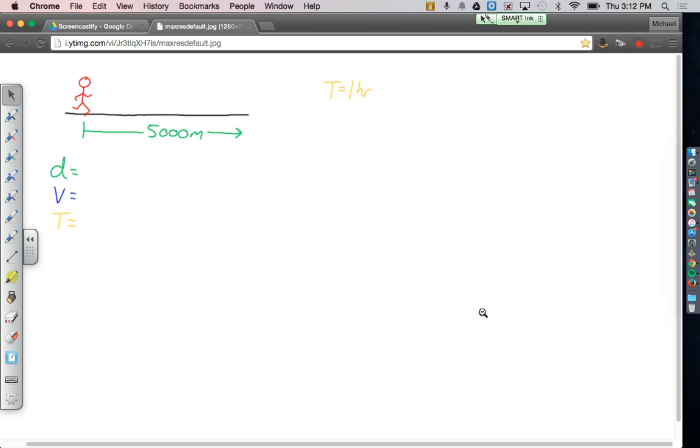So I've got my time right here as 1 hour, but we're going to convert that. We're going to change that to seconds. Now, you might not know how many seconds are in an hour right away. That's okay. You should probably know how many minutes are in an hour. And I know there are 60 minutes in 1 hour. Now, when I multiply that out, my hours will cancel, but I'll be left with minutes.